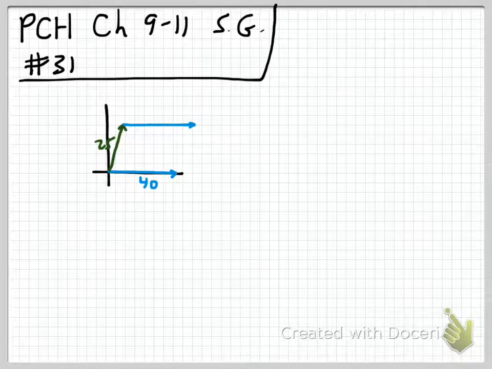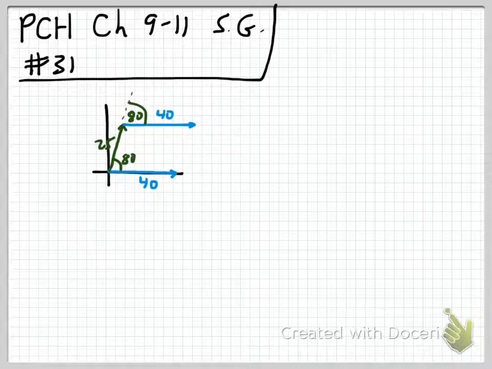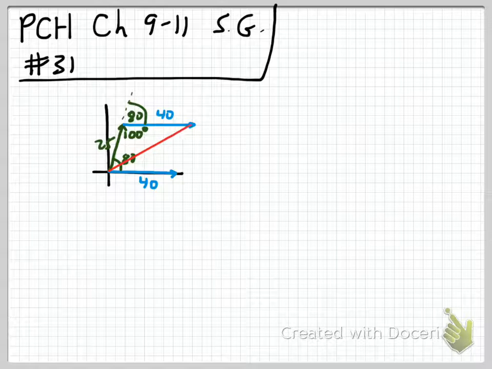So we have tail to tip, there's a 40, and since this angle right here is 80 degrees, this one right here is also 80, because they're corresponding angles. The two blue vectors represent parallel lines, the green vector represents your transversal, and if that's 80 right there, then this angle right here is 100 degrees. And so our resultant vector would be this vector right here, the red one.